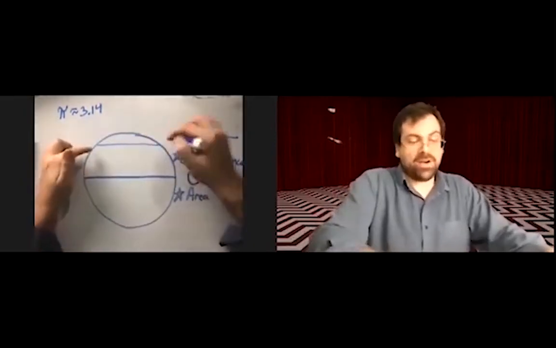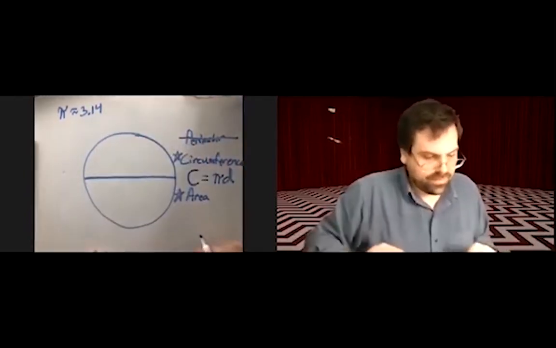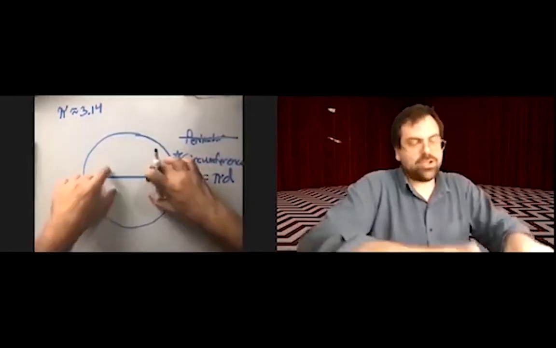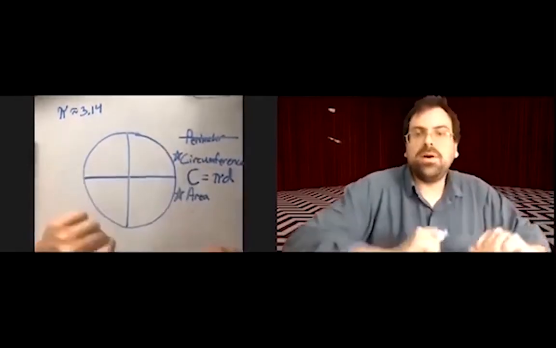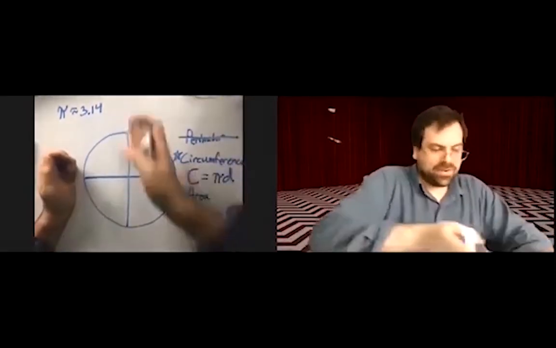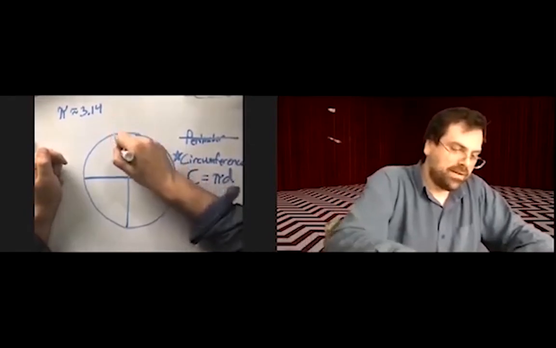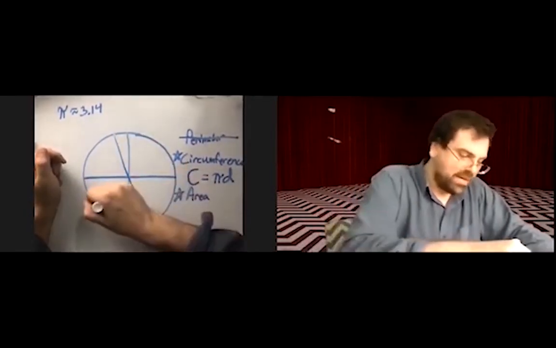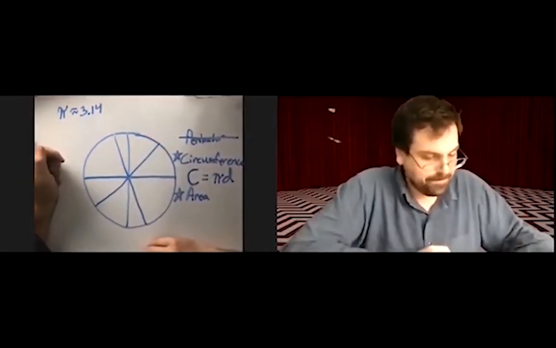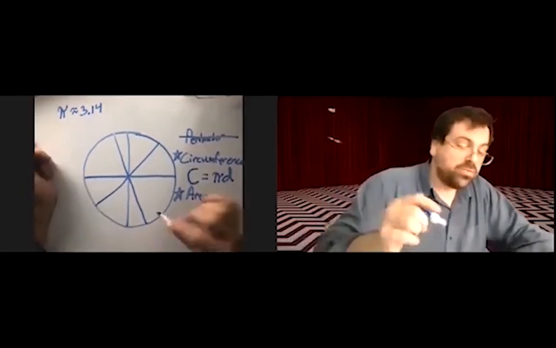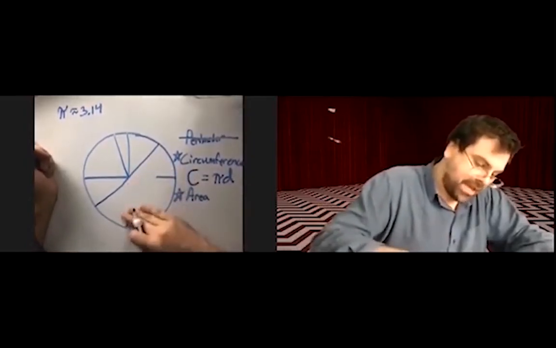So not that, that would not be a diameter. Halfway down. Splits it into 2 equal parts. This would also be a diameter. 2 equal parts. These 2 diameters cross each other. That's 4 equal parts. But anything that goes from one end through the center of the circle, that's a diameter. Full length.